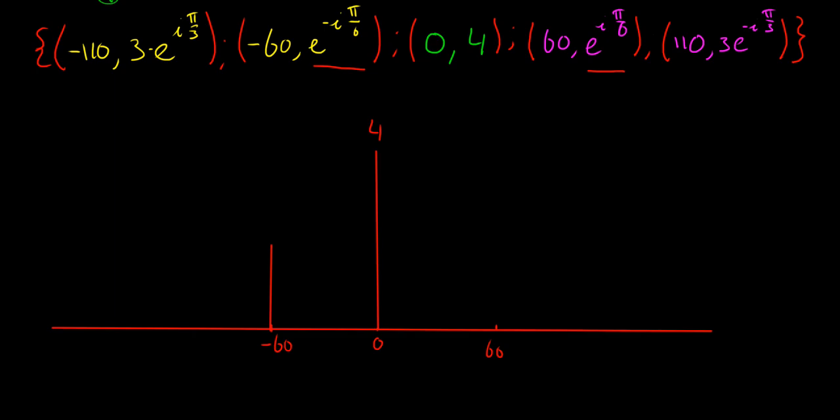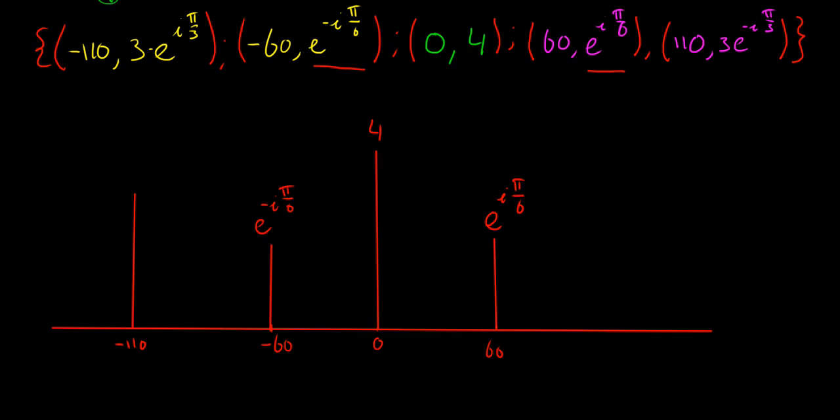So we're going to write the correct amplitudes at the correct frequencies. So here we get e to the power minus I pi over 6. And here we're going to draw a line with as amplitude e to the power I pi over 6. Then we had one for 110. And the length of these bars or lines, whatever, it's just dependent on the length of the amplitude.